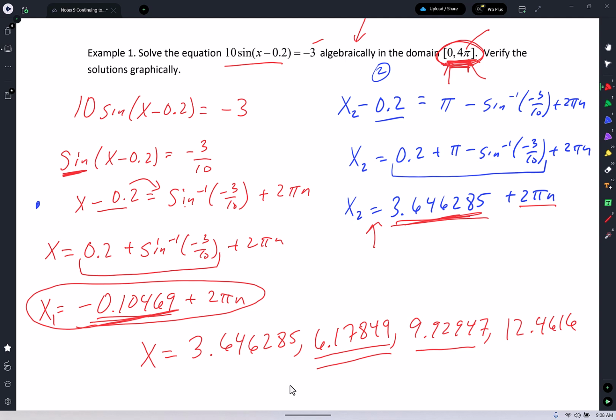What's up, Uncle Says? How do we get the 12.461? I added 2 pi to this number right here. I guess you could also say added 4 pi to the negative 0.140469.